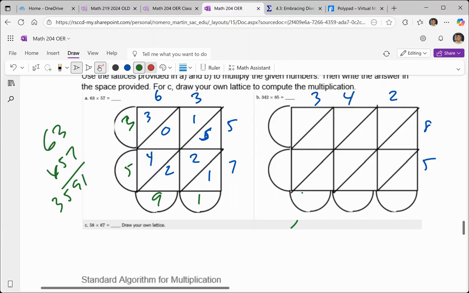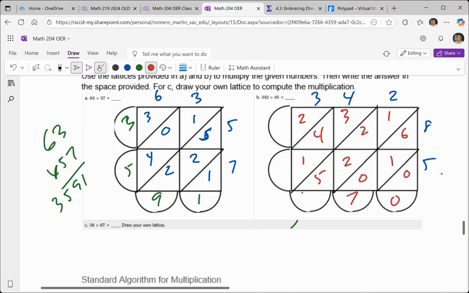Let me change colors. Let's go with red. So notice I have the box, 3-digit by 2-digit, so you have 3 by 2, and then you put your diagonals in. Then you just do the single digit multiplication. So this is pretty straightforward. It's an algorithm, a different algorithm, the lattice method. And then you add diagonally.